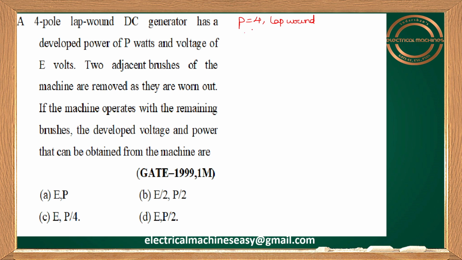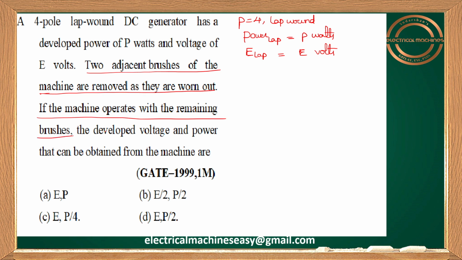He is saying that the winding is a lap winding, so let me write here. Power in case of lap, how much is it saying? P watts. Okay, P watts. And voltage, how much is it saying? E volts. So voltage in case of lap winding is E volts. Now what is it asking? Two adjacent brushes of the machine are removed as they are worn out. Because they are damaged, two adjacent brushes of the machine are removed. If the machine operates with the remaining brushes, the developed voltage and power that can be obtained from the machine are?